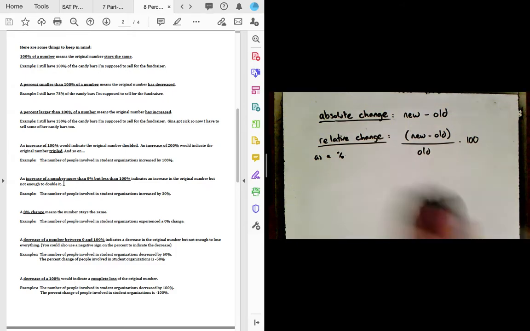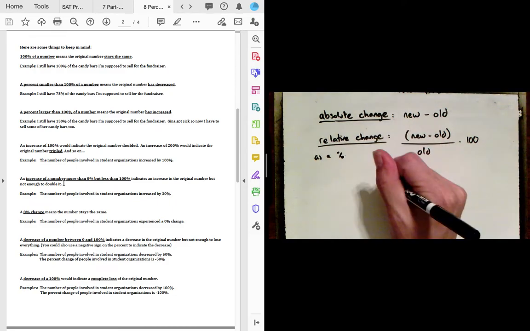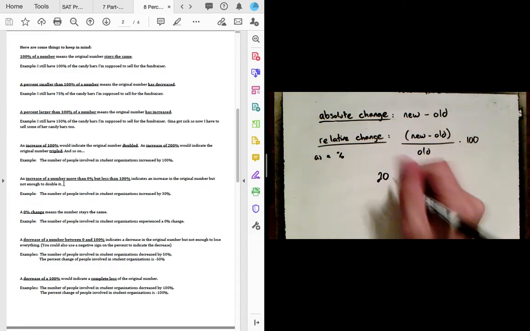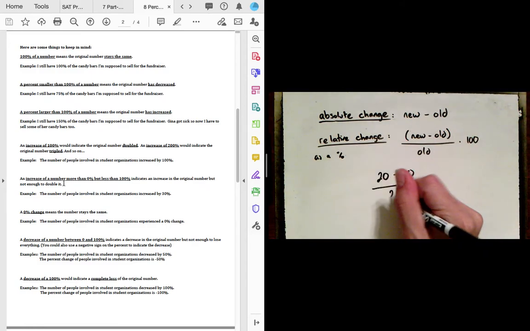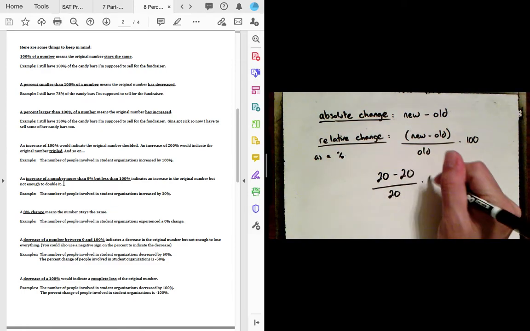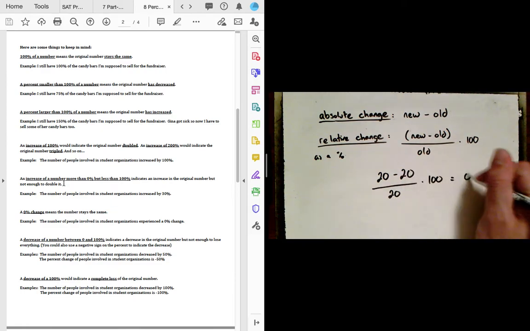A change of 0% means that the number stayed the same. If I had 20 candy bars originally as my new value and my old value was 20, I'm going to take all of this and I'm going to throw it into the relative change formula. And what you'll see is that you get exactly 0% change, right? If I went from 20 to 20, I didn't grow, so I shouldn't have a positive relative change. I didn't decrease any. I don't have a negative relative change. I just got 0% there.